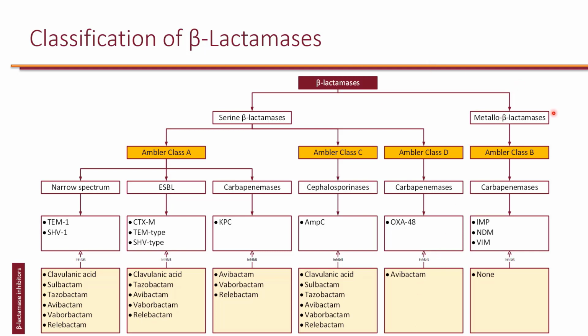And then overall, the worst type of beta-lactamases are the metallo-beta-lactamases. These are under Ambler class B, and these are also carbapenemases. So IMP, NDM, and VIM are common examples. And unfortunately, we don't have any beta-lactamase inhibitors on the market that can inhibit these.